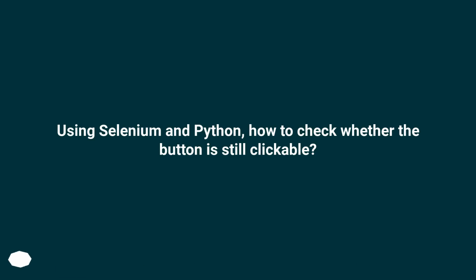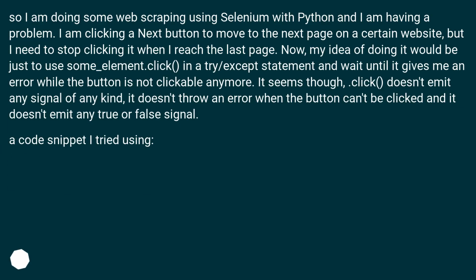Using Selenium and Python, how to check whether the button is still clickable? So I am doing some web scraping using Selenium with Python and I am having a problem. I am clicking a next button to move to the next page on a certain website, but I need to stop clicking it when I reach the last page.